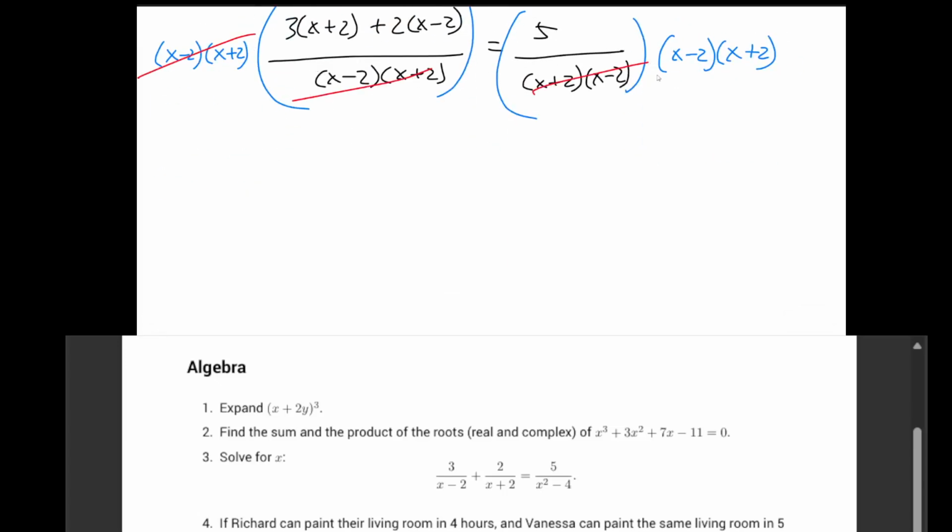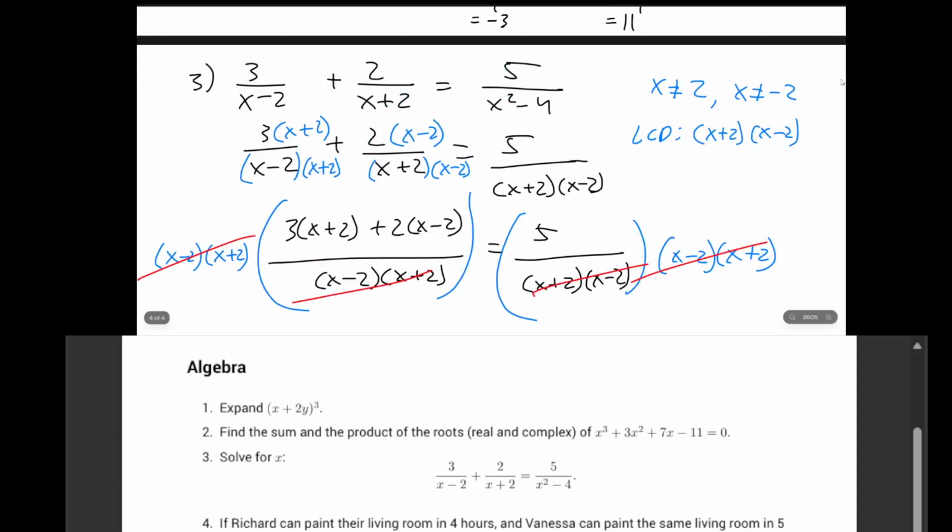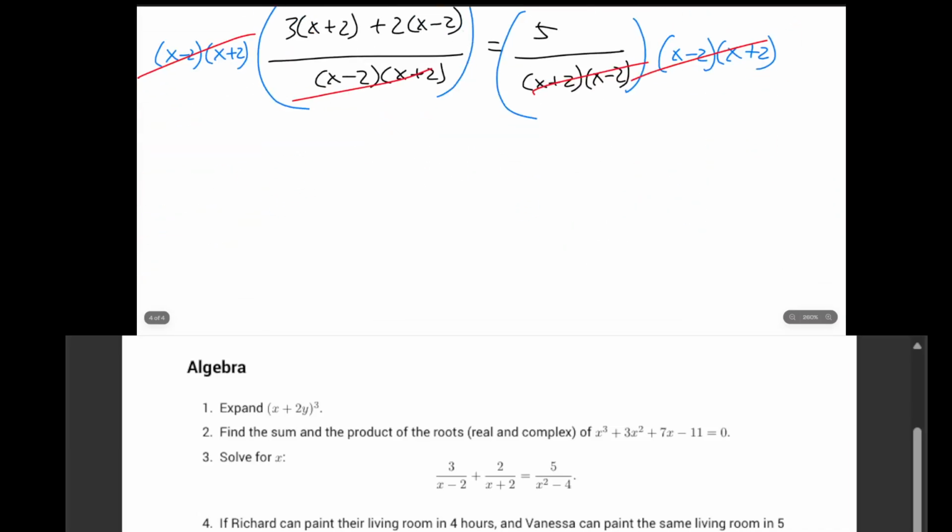And again, because of that canceling out, it's really important that we pay attention to our domain restriction. So then we'll get 3x plus 6 plus 2x minus 4, skipping a little bit ahead here, just distributing these two terms. So 3x plus 6 plus 2x minus 4 then equals this 5 here. Then we'll just combine like terms. We get 5x plus 2 equals 5.